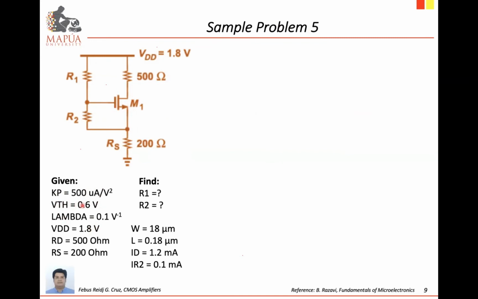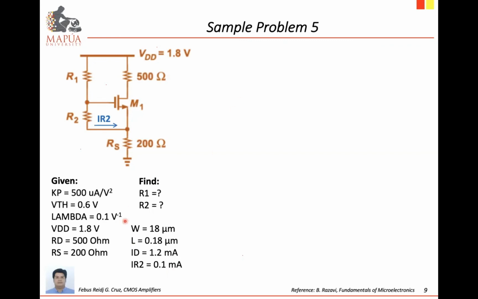Okay? And then for the circuit parameters, VDD is provided. Drain resistor is 500 ohms. Source resistor is 200 ohms. And then we're asked to find the value of resistors R1 and R2, with the transistor size, the width 18 micrometers, length is 0.18 micrometers, and the drain current equal to 1.2 milliamperes, and the current along R2 is given as 0.1 milliamperes.